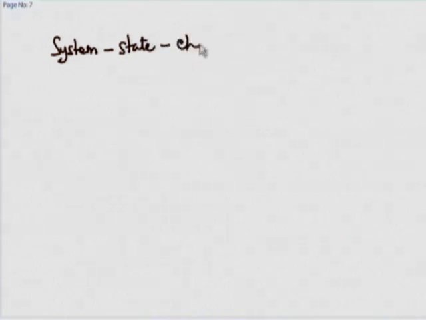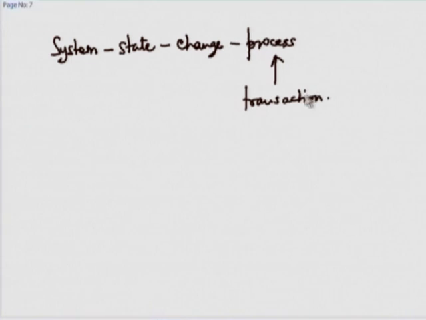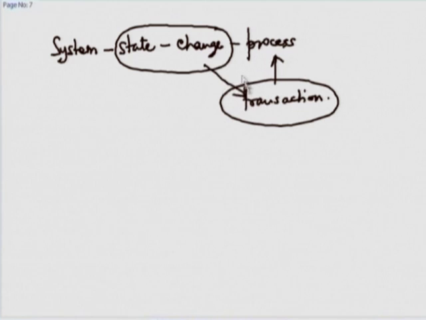So our domain will now be systems, state, change of state, which means a process, which is caused by some transaction, and this state change will be related to the transaction, which is the interaction, and the laws of thermodynamics, which we are going to look at.